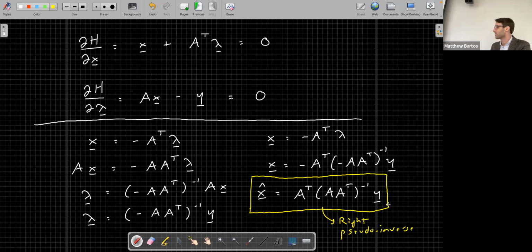Cool. Who's seen any of this stuff before, by the way? Just checking. Has anyone seen this in like a machine learning class or an optimization class? Okay. Cool. Well, now you know how those solvers come up with the equations to solve for linear regression. This is basically how it's done underneath the hood.